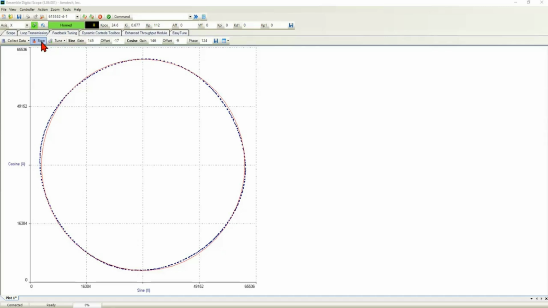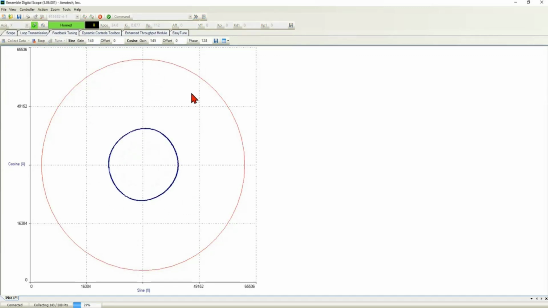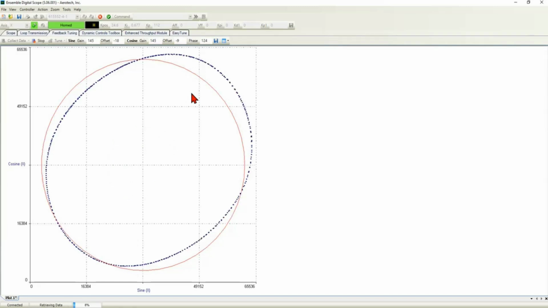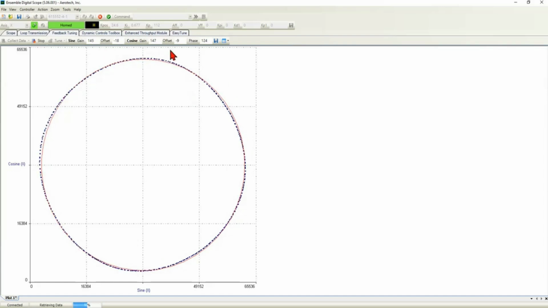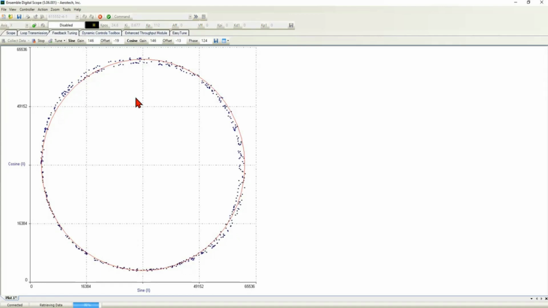I have my motor enabled and I can have it tune automatically. The red circle that you see is the sine squared plus cosine squared, which is called a Lissajous pattern. And basically there's a small search that's done through the gains and offsets to find values that have some least square fit to the Lissajous pattern. And when you get close enough, you say, okay, that looks good, and you stop it, and then you can save the gains off. If you don't have your motor tuned well enough to actually run it, what you can do is just disable it, do a data collection, and move the motor, which is what I'm doing now by hand, and you can see what the Lissajous pattern looks like.